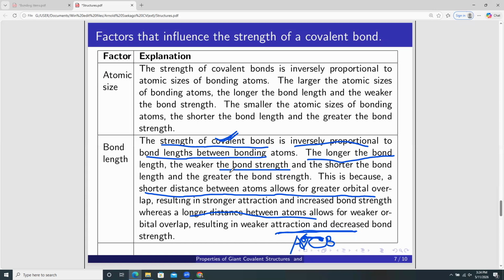Same thing applies for atomic size. If you are big, you closely approach each other at a low rate. If you are big, you move slowly. Therefore, that will be a longer bond, which is weak. Then if you are smaller, you easily move quickly so that the bond becomes short and strong.